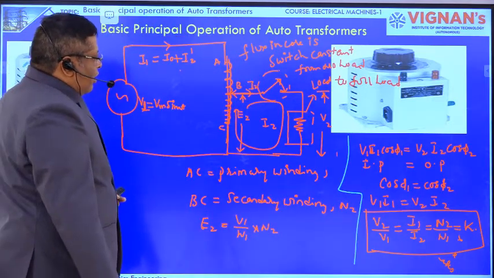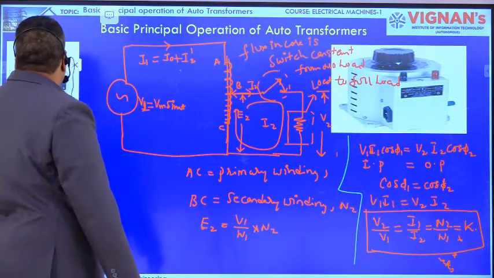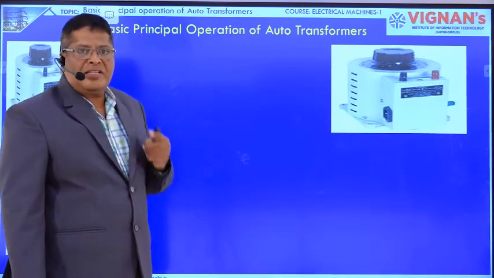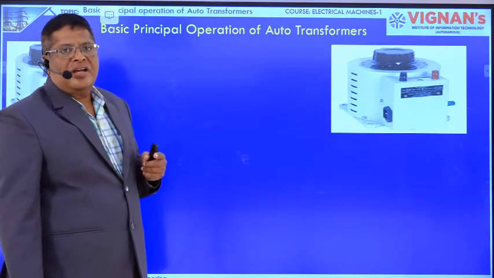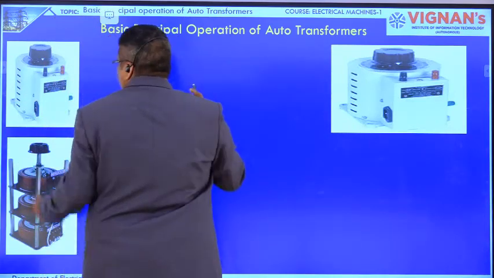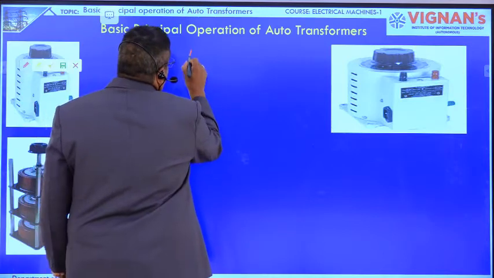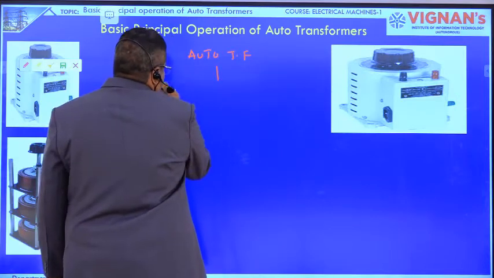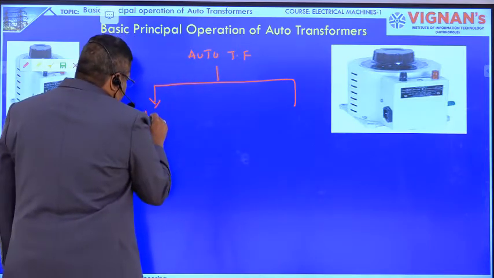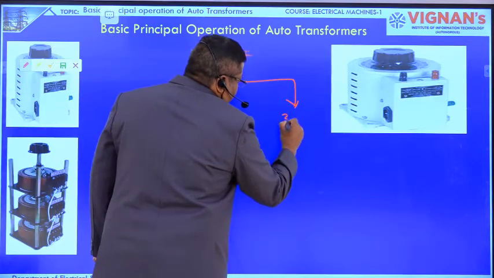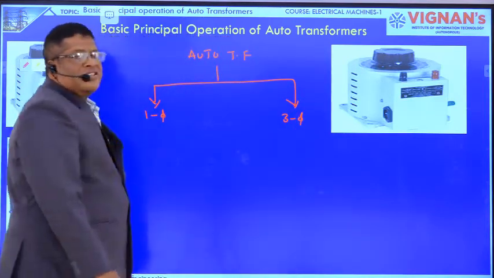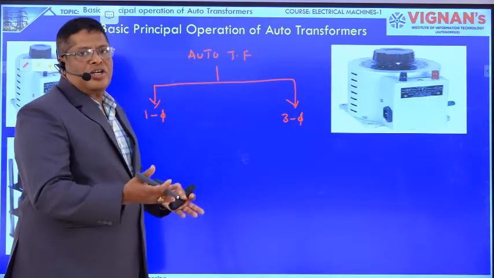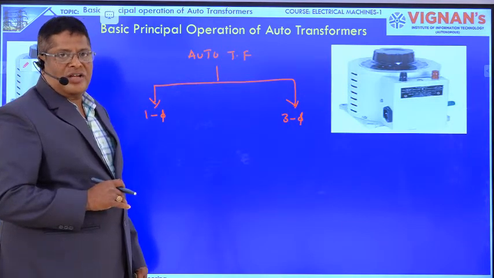If you see the classification, auto transformers are classified into two types. One is the single phase auto transformer, another one is the three phase auto transformer. The single phase auto transformer means we are giving a single phase voltage to the auto transformer, whereas the output voltage is also single phase.